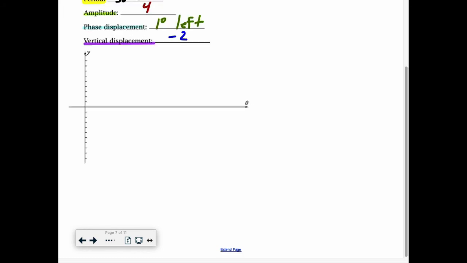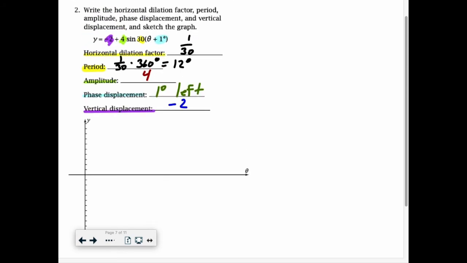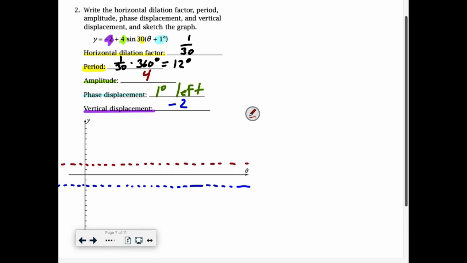Let's get a bit more room here to graph it out. So we're going to start the same way that we did before. I'm going to start with my vertical displacement at -2. I'm going to extend it a little bit here too. You'll see why in a moment. Then I need my amplitude of 4. So I'm going to go 4 in either direction. 1, 2, 3, 4. And then 4 down. Cool.